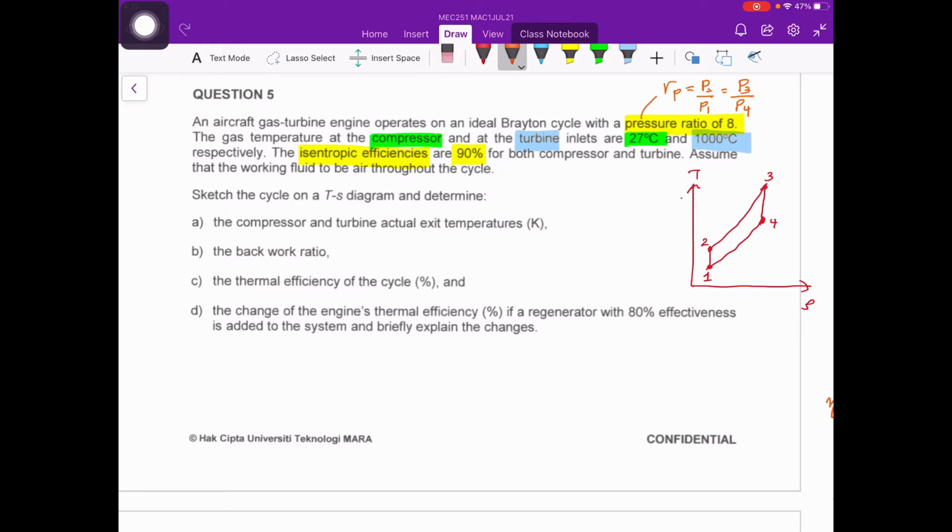Next will be the compressor inlet temperature. With respect to the T-S diagram that has been drawn, this is referring to T1, and then the turbine inlet temperature equal to 1000 degrees Celsius. This is referring to the temperature for state 3 with respect to the T-S diagram that has been drawn. Also given to us is the isentropic efficiency for both compressor and turbine, which is equal to 90%.